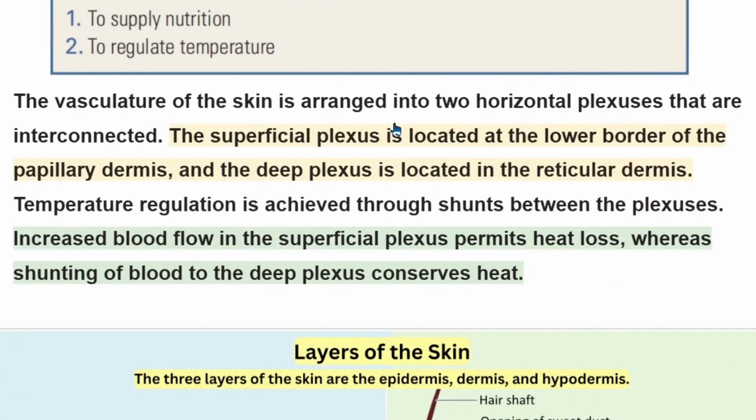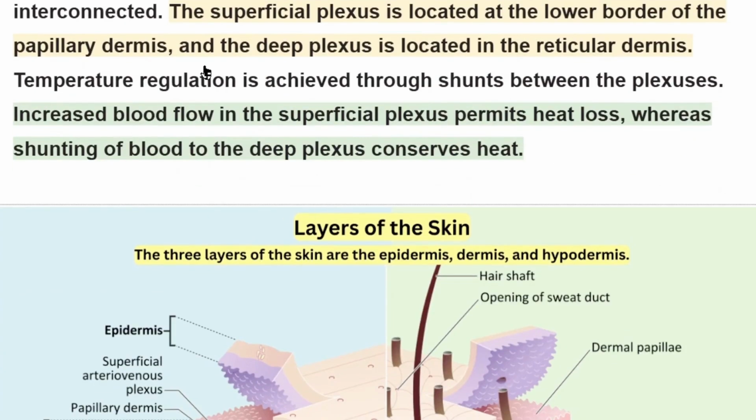The vasculature of the skin is arranged into two horizontal plexuses that are interconnected. The superficial plexus is located in the lower border of the papillary dermis, and the deep plexus is located in the reticular dermis. Temperature regulation is achieved through shunts between the plexuses. Increased blood flow in the superficial plexus permits heat loss, whereas shunting of blood to the deep plexus conserves heat.